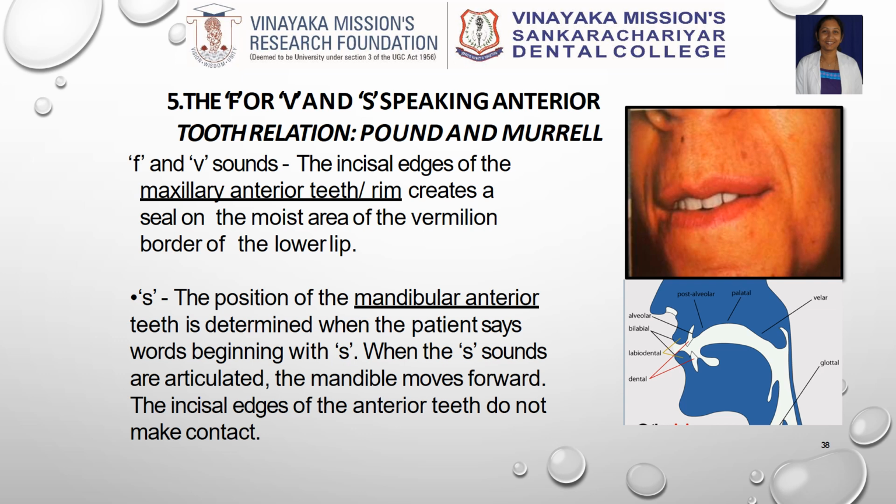The next sounds are F and V sounds. These are labiodental sounds. Here, the incisal edges of the maxillary anterior teeth create a seal on the moist area of the vermilion border of the lower lip. If the height of the maxillary rim is more, it again causes an atypical sound. If there is more gap between the maxillary anterior teeth and the mandibular lip, it causes an atypical sound.